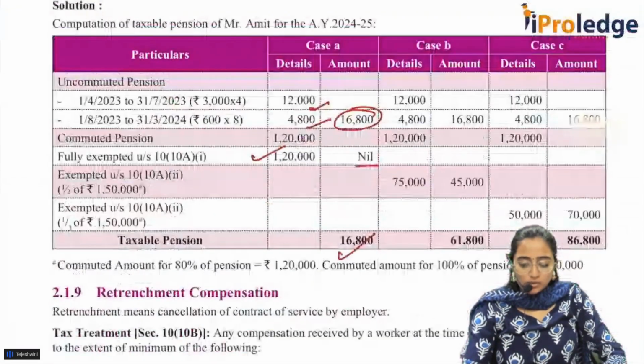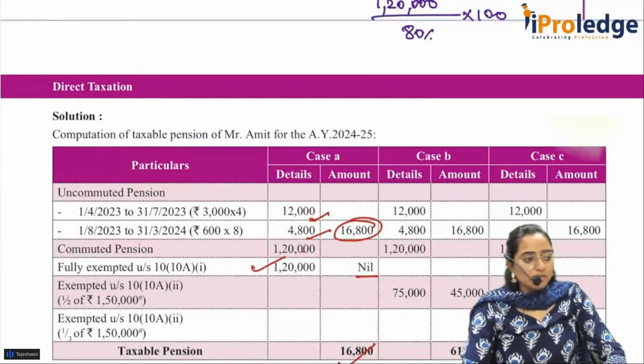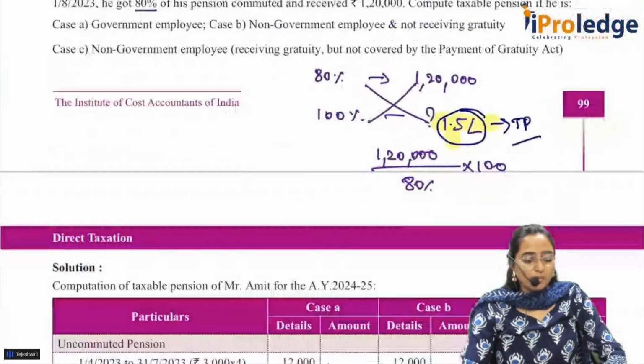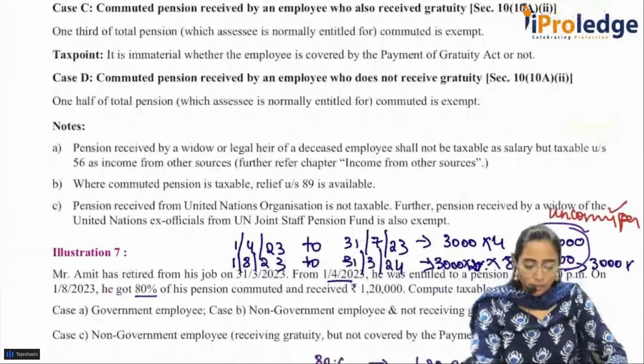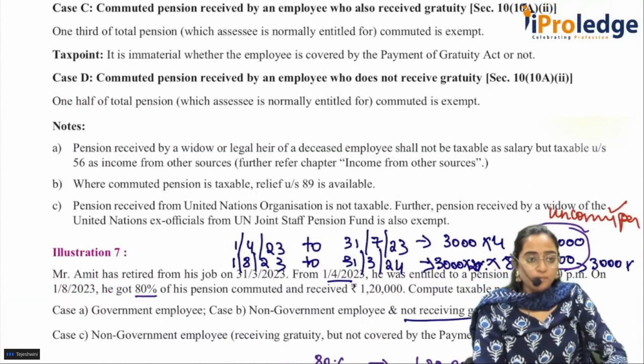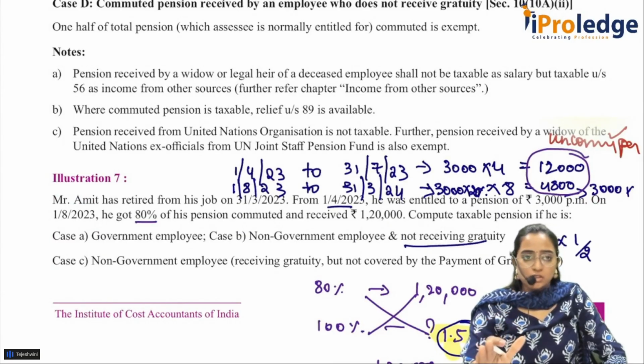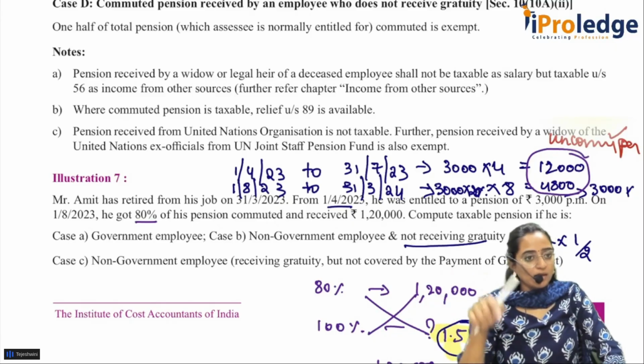What calculation will you do now? So for the commuted pension under 10(10A), 1,50,000 rupees in case of this fellow, point B, not receiving gratuity. Everyone. So 1,50,000 multiplied by how much? 1 by, how to remember the logic? Not receiving gratuity means is not getting exemption over there. So higher exemption here, 1 by 2. Receiving gratuity means is getting exemption in 2 places. He should get less. So 1 by 3.